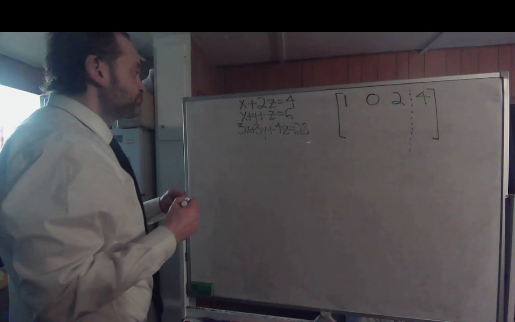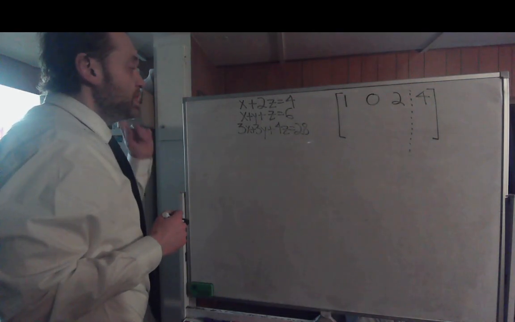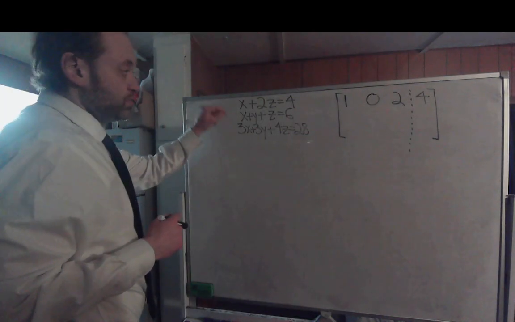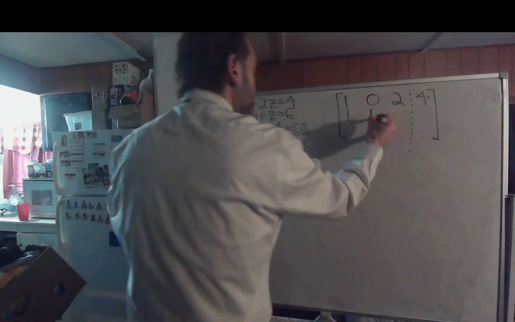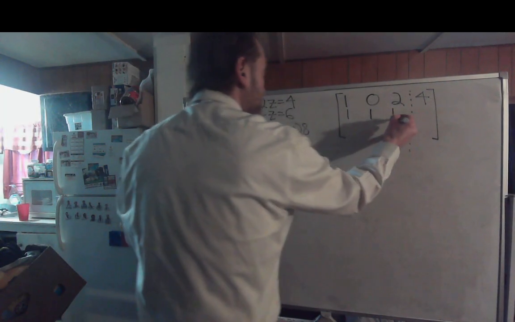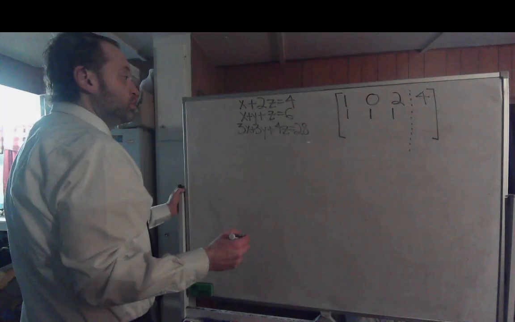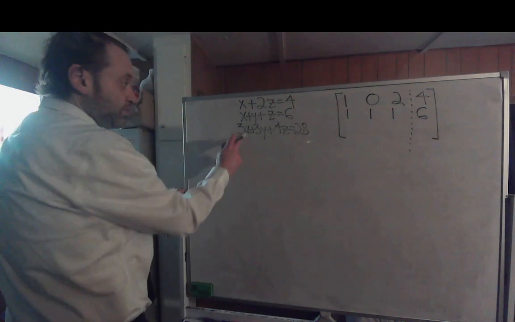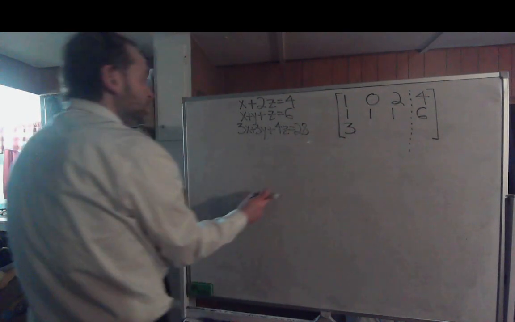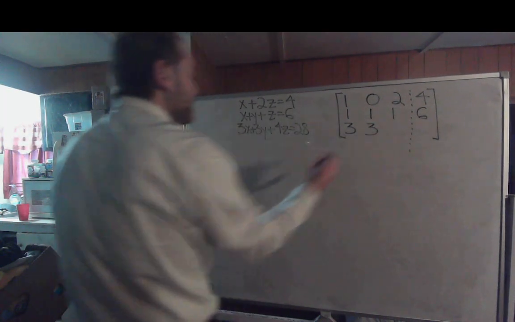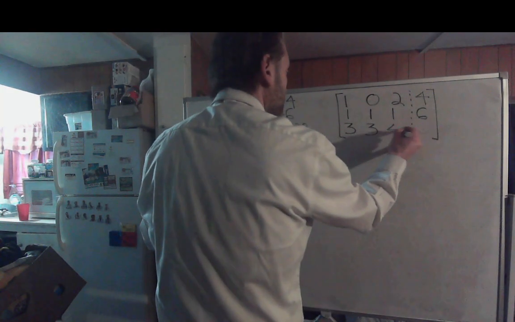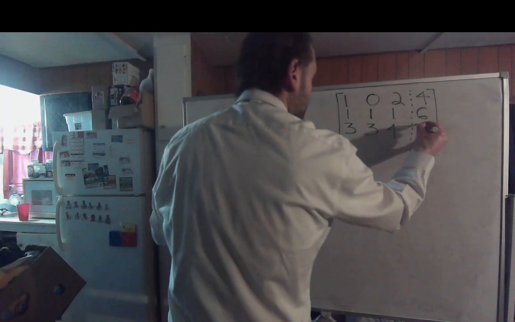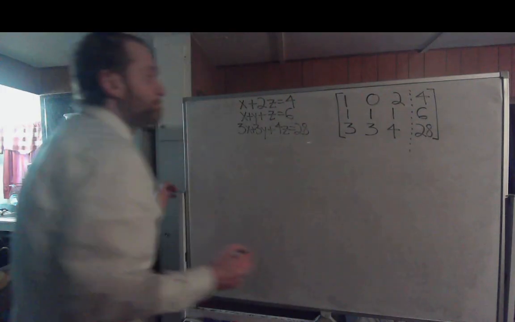And then what you're going to do next is do the second row. Coefficient on x is 1, coefficient on y is 1, coefficient on z is 1, and then you'll end up putting that 6 to the right of the augmented line. Third row, coefficient on x is 3, coefficient on y is also 3, coefficient on z is 4, and then you have the 28 to the right of the augmented line.